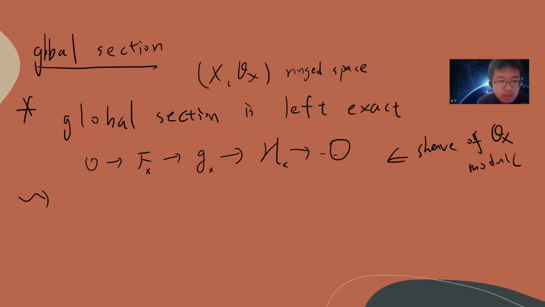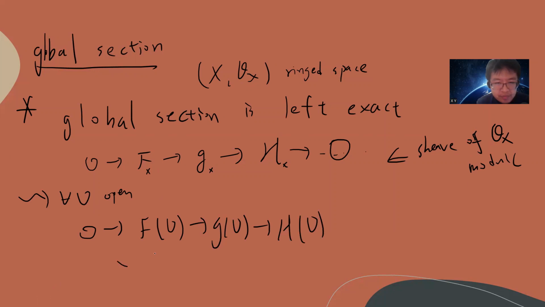Basically it means that for any open U, we always have 0 to F(U), G(U), H(U), so this is left exact for every open. And from this you can immediately get another one, which is that push forward is left exact. This is also important.